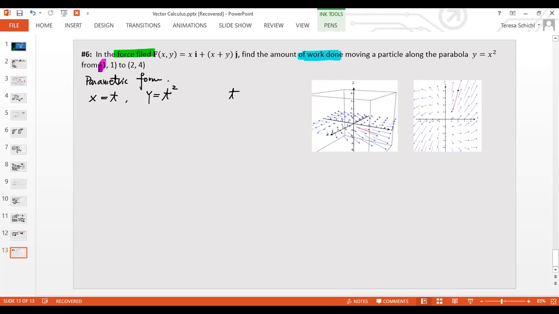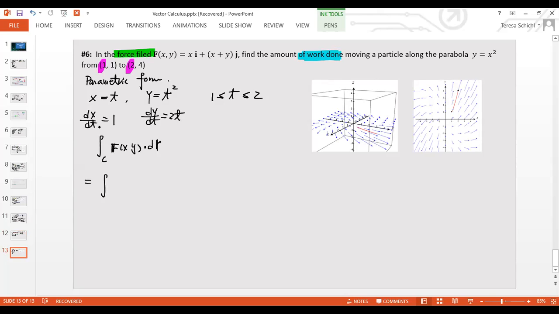So what is my starting point and ending point? I use the x's here, so t is from 1 to 2. After this it's pretty easy. dx/dt is equal to 1, and dy/dt is equal to 2t. Now let's do the work here. This is C, this is F, so the integral of F (xy) dot dr.